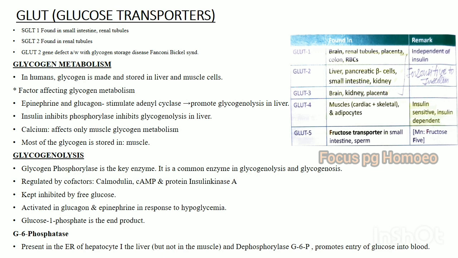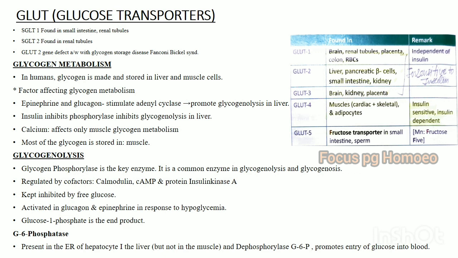Regarding SGLT1 and SGLT2, SGLT basically means sodium glucose transporters. SGLT1 is found in the small intestine and renal tubules, and SGLT2 is found in the renal tubules. GLUT2 deficiency or defect is associated with the glycogen storage disease Fanconi-Bickel syndrome.